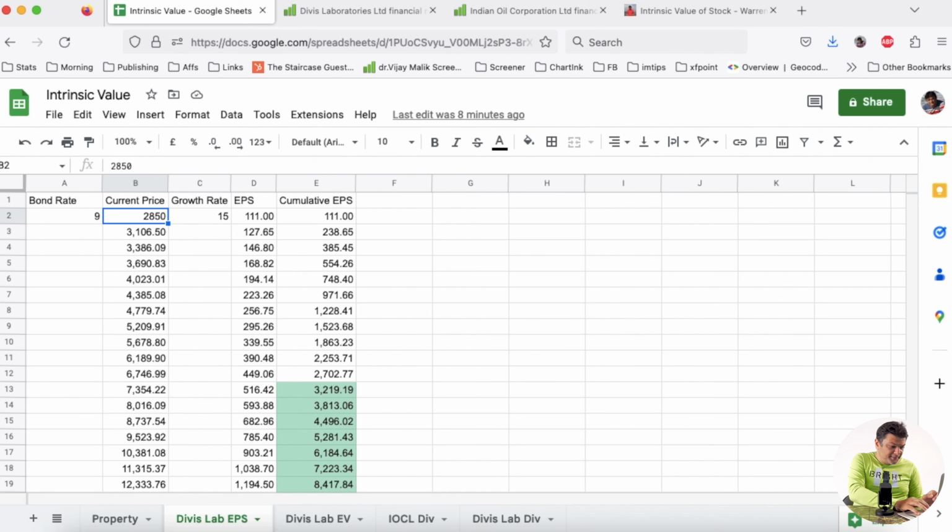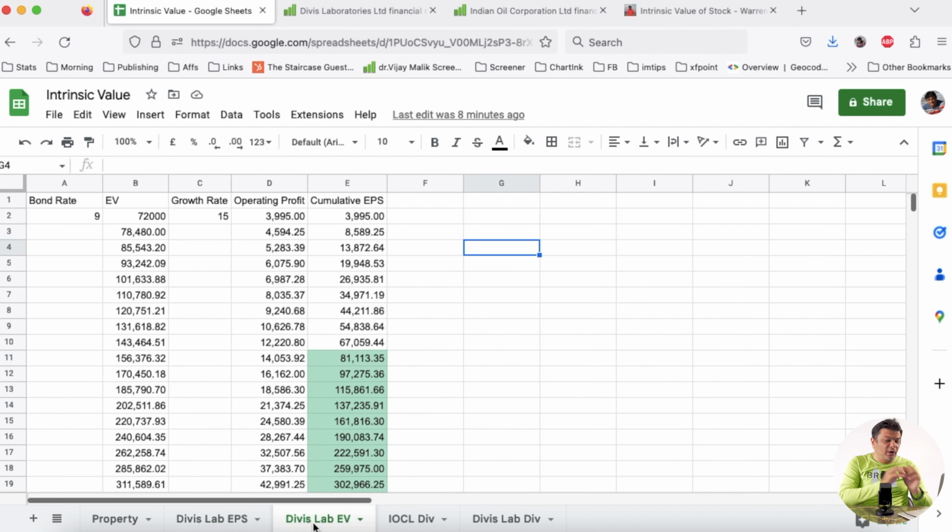Now we will look into the intrinsic value of an actual business. To look at an actual business, we will again use the same Divi's Lab example. Before we get into the details, let me help you understand in brief what enterprise value is. Enterprise value, in a very simple way, is the market cap of the company plus the debt minus the cash.